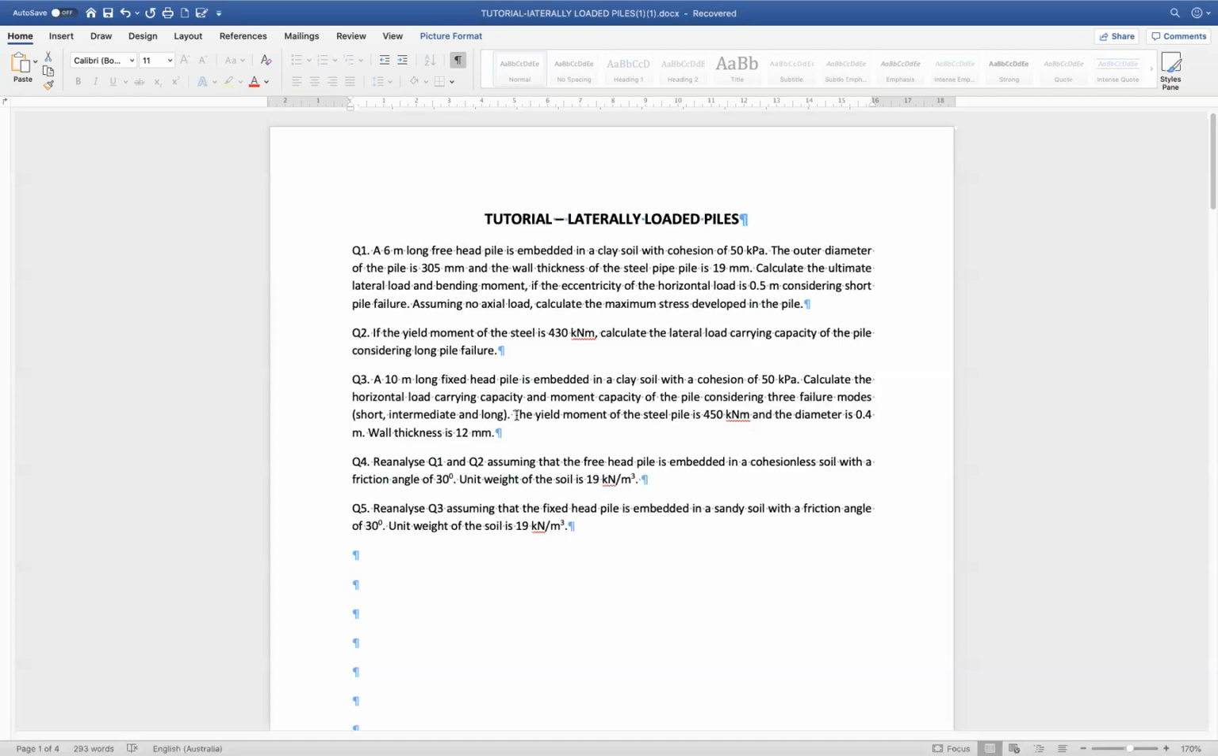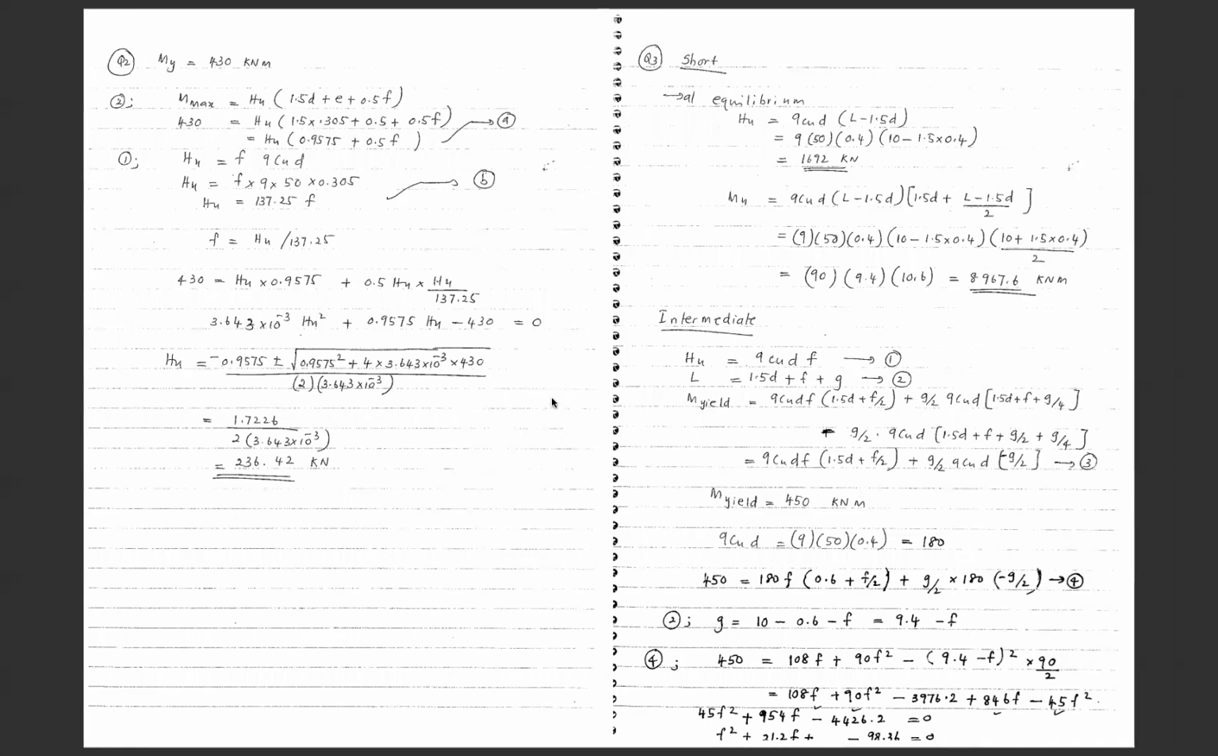We need to assume that the yield moment of the steel pile is 450 kilonewton meter, the diameter is 0.4 meter, and the wall thickness is 12 millimeter. So we have the value of the yield moment, the diameter, and the wall thickness as well. We're going to proceed with the solutions.